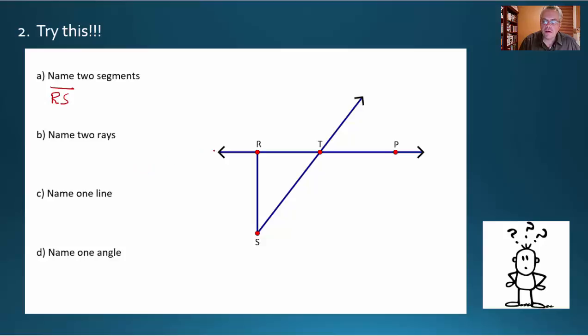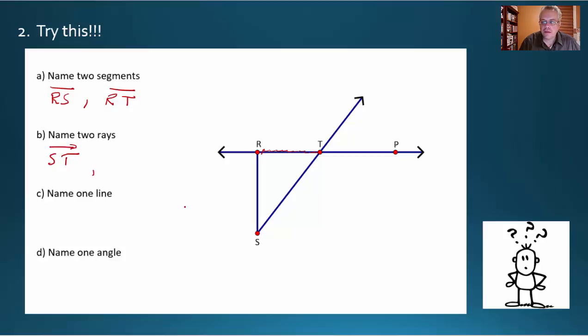Okay, I have to look around for another one. The part of the line that's in between R and T, this part right here. Just that part of this line would be a segment, so we could say RT. That would be another segment. Okay, you want to name a ray. I see I have a ray here. It starts at S and goes in the direction of T. So ST would be a ray.